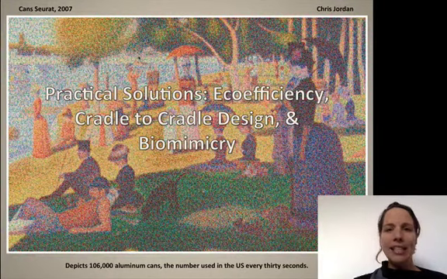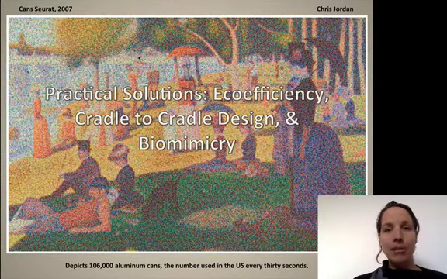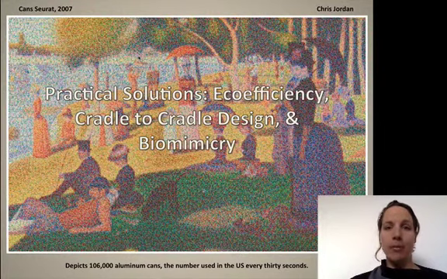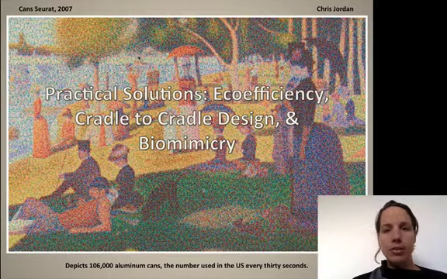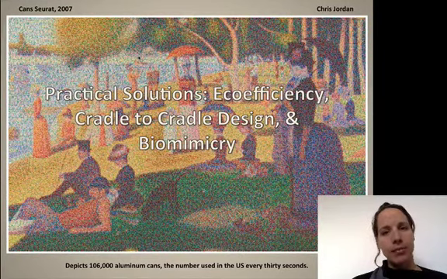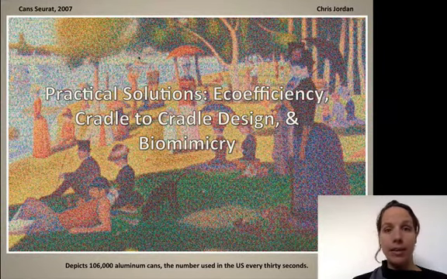Hi everyone. In this lecture today, what I wanted to talk to you about was some of the practical solutions for solving environmental problems and what organisations can do to create a profit or reduce costs, as well as start to address some of the environmental problems that we've talked about throughout the course.